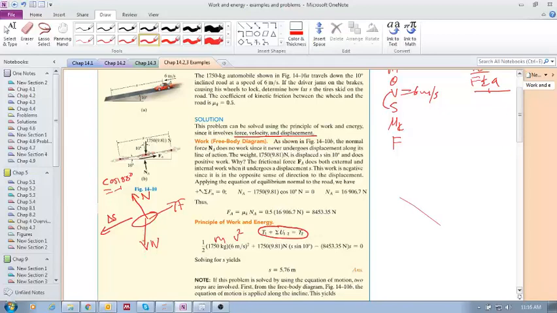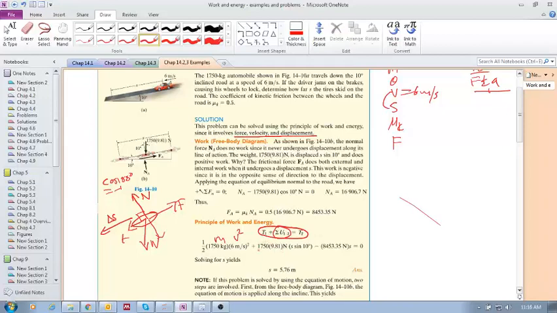What about this force, weight? Only a component of that force acting in the same direction will do work, and it will be positive. The other component, which is perpendicular, will do zero work. What about the normal force? Because it's always perpendicular to the direction of motion, it will do zero work. So in the second term, we're going to focus only on the friction force and the weight, but only the component of the weight.